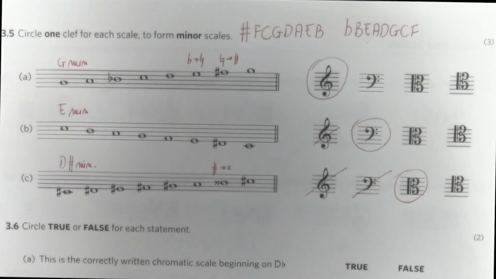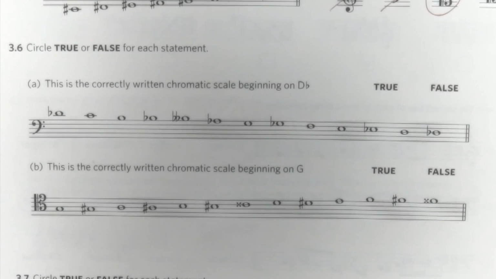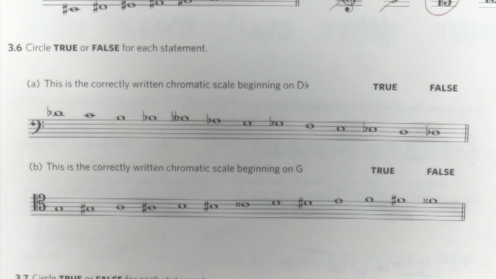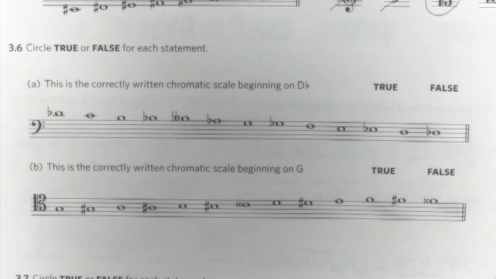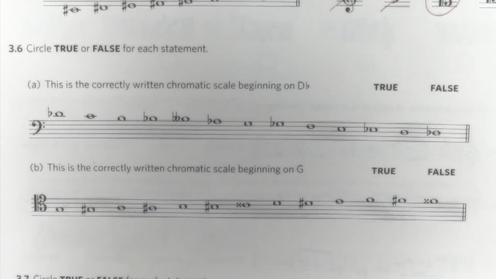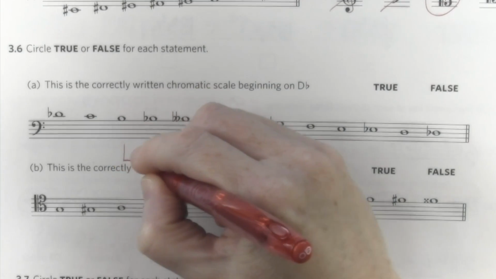Question 6. In this question, we need to circle true or false for each of the chromatic scales, to state whether they are correctly or incorrectly written. To do that, we need a keyboard.